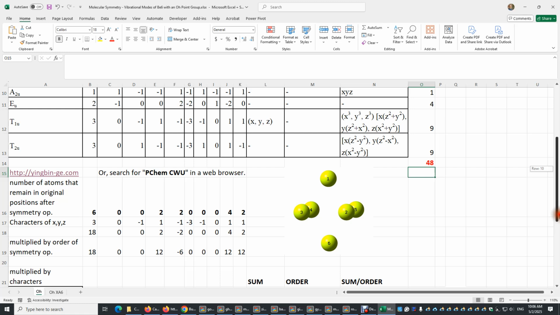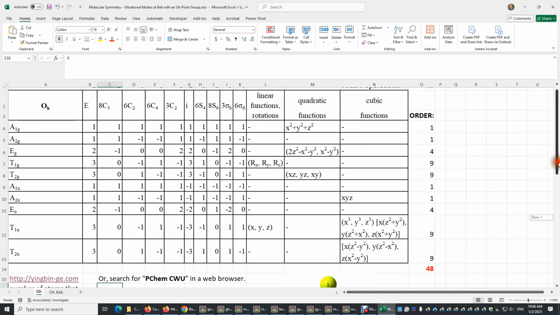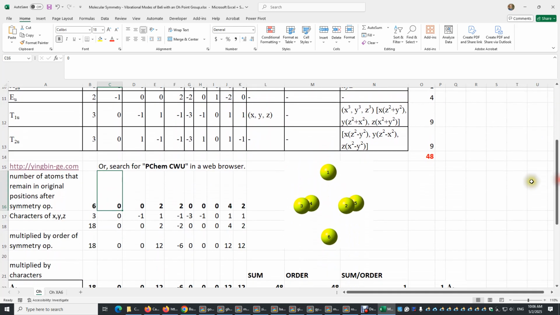Now let's determine the symmetry of the vibrational modes. Step 1, we need to determine the number of atoms that remain in the original positions after a symmetry operation. Over here, this is in the column of the identity symmetry operation. That means doing nothing. If you do nothing, all 6 atoms remain in their original position, so you put 6 here. And the second number is 0. Why is that? This is the C3 rotational operation. If we look at this C3 rotational axis, and we rotate the structure about it, all 6 atoms move away from their original position. So that's why it's 0 over here.